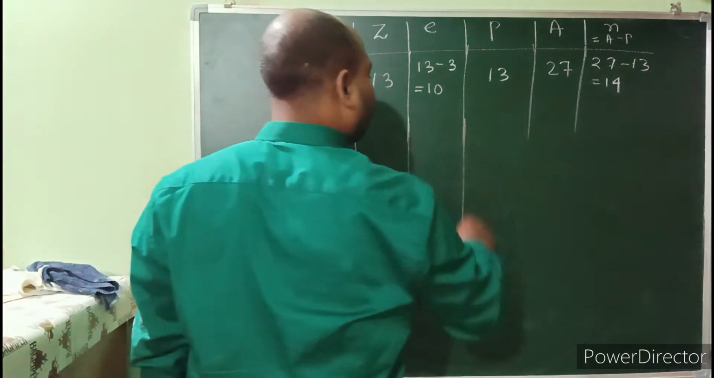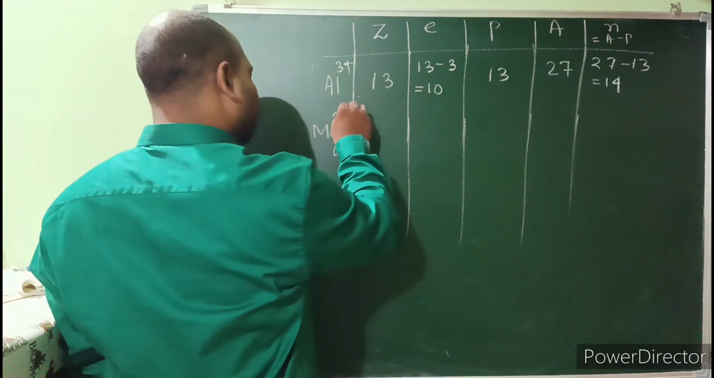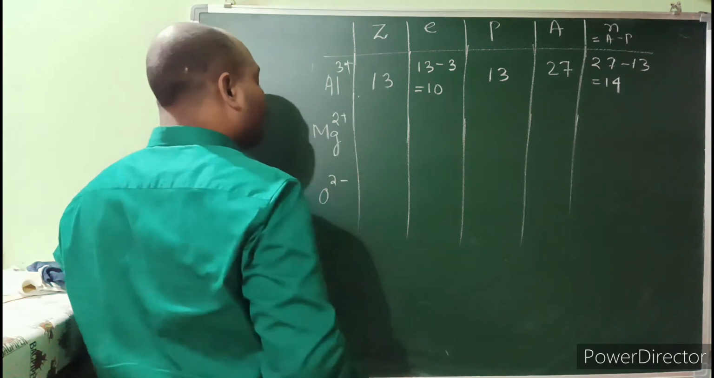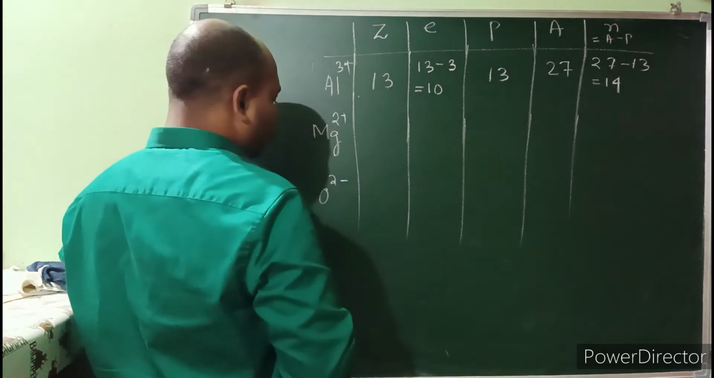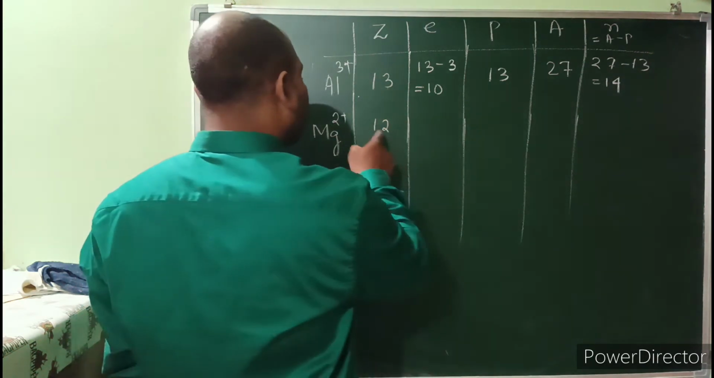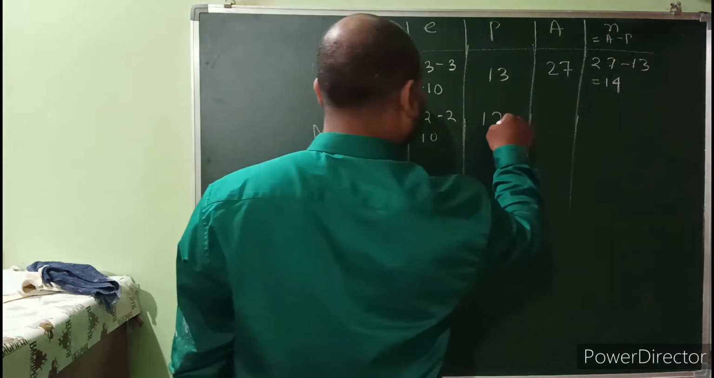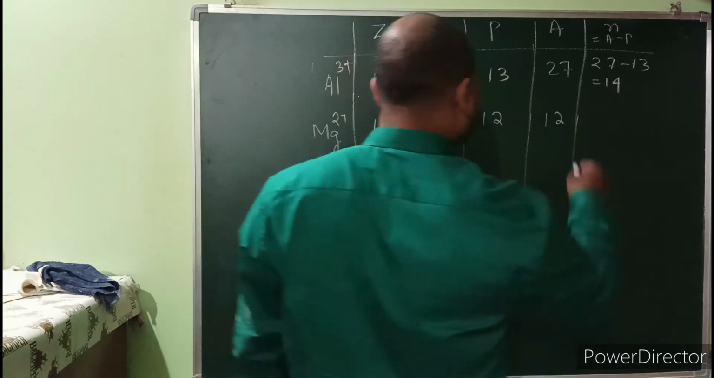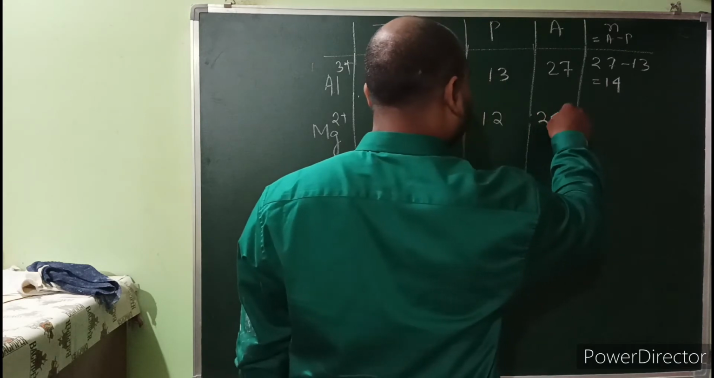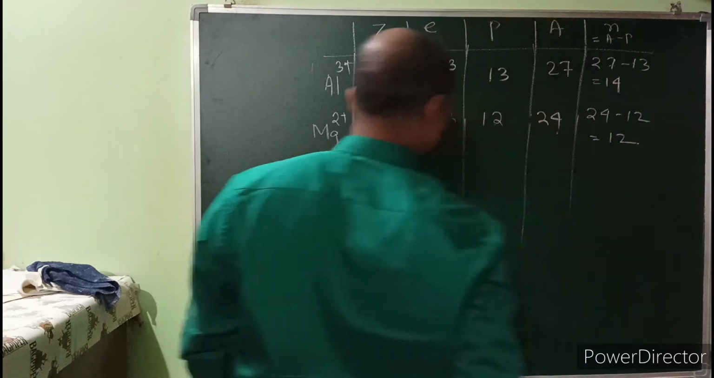Similarly, I can find magnesium 2+ and oxygen 2-. Sorry. Now, magnesium is 12 protons, 12 minus 2 is 10 electrons. The mass is 24, so 24 minus 12, you get 12 neutrons.